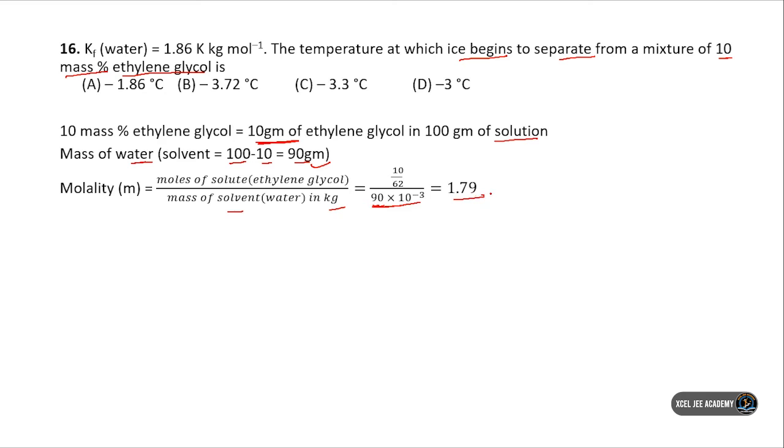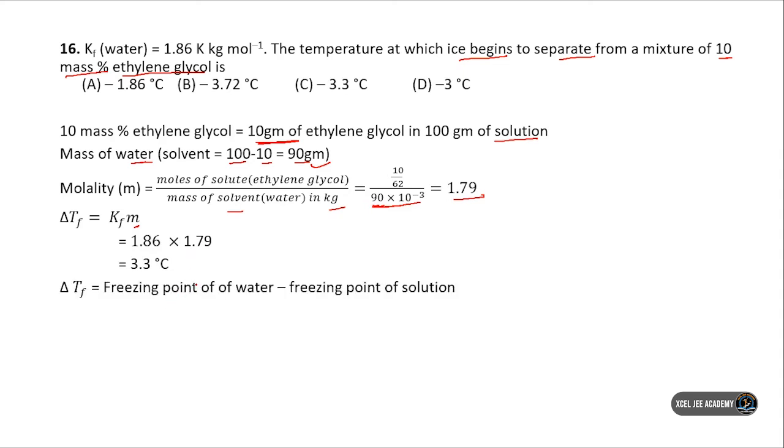Now we know that the formula for depression in freezing point is equal to Kf into m, where Kf is already given, which is 1.86, multiplied by m, which is the molality, that is 1.79, giving out to be 3.3 degree Celsius.